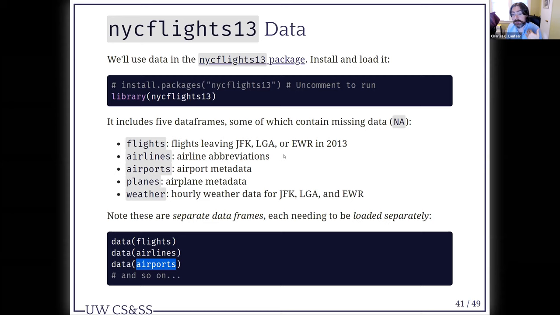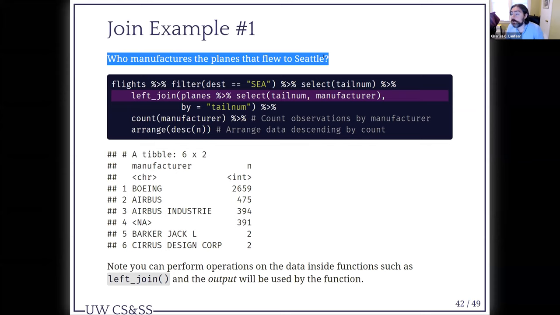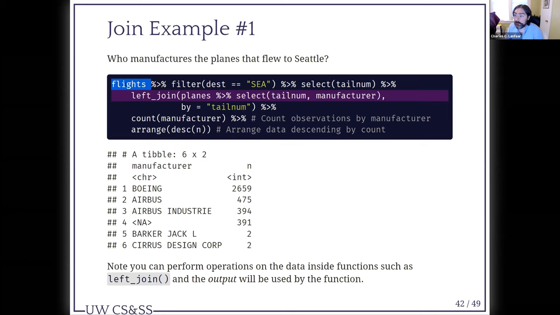Because they're five different data frames that share some common identifiers, we can join them together. Here's an example. Maybe you had some questions about these airline data. Let's answer a few of them. Here I'm going to say, I want to know who manufactures the planes that flew to Seattle from New York. So I say, take the flights data frame and then filter these data so that the destination equals Seattle, and then select just the tail number. The tail number is a unique identifier for planes. It's all I care about in this case. I want to say what planes flew to Seattle.